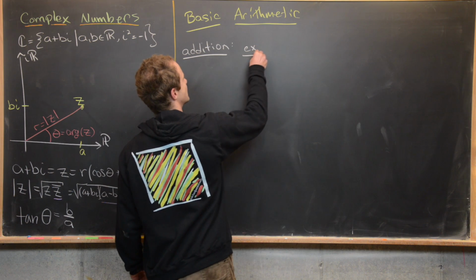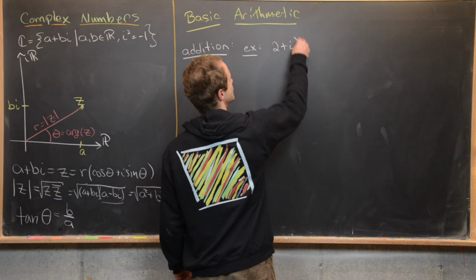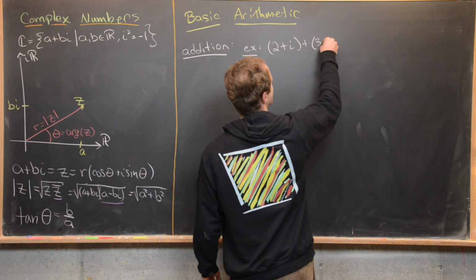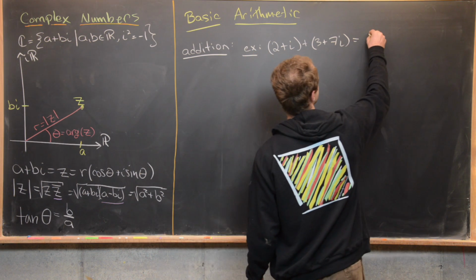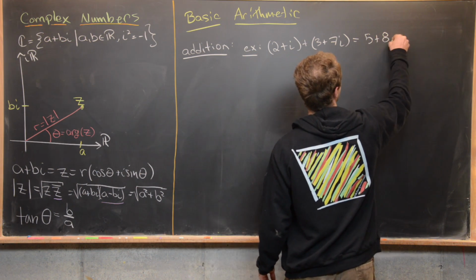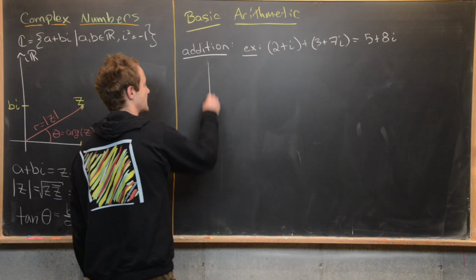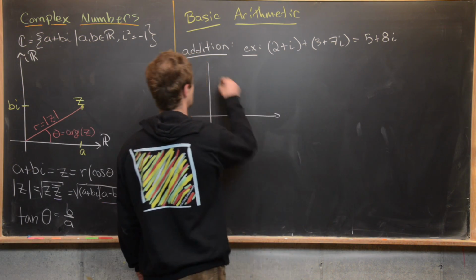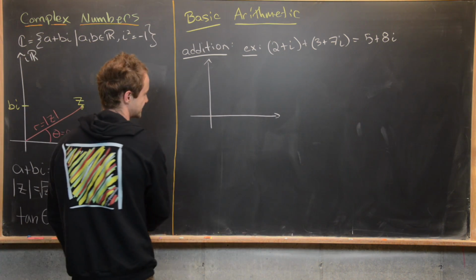So maybe just a very naive example would be something like this. What if we took 2 plus i and we added 3 plus 7i? So here we would just combine like terms and get 5 plus 8i. Something like that. But now, if we push this into the complex plane and look at what's happening geometrically, it's a little bit more interesting.